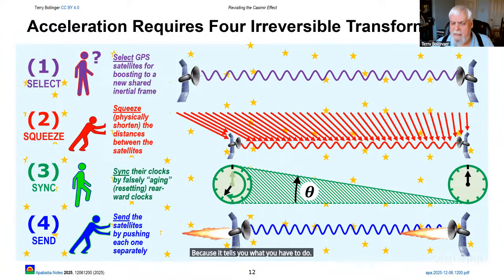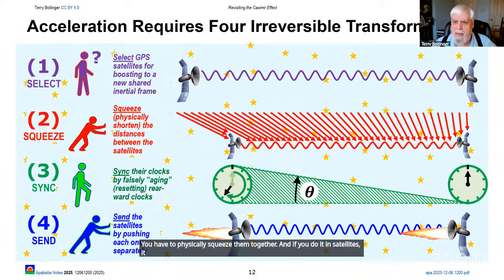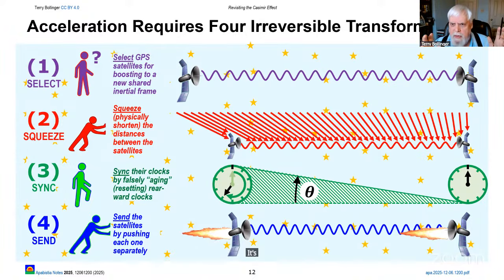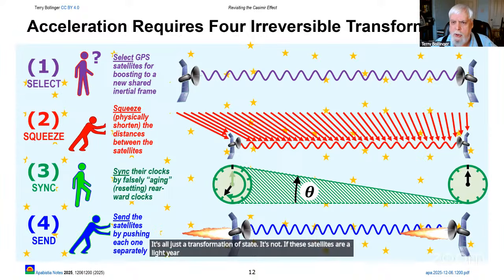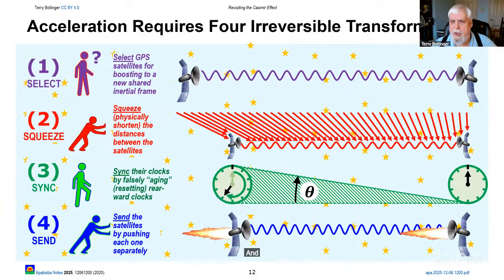You have to select a set of objects, finite. That's an irreversible choice once you make it. You have to physically squeeze them together. And if you do it in satellites, it makes it really apparent. When it's a small object, it's easy to fool yourself into saying that, well, it's all just a transformation of state. It's not. If these satellites are a light year apart, it can take you up to a light year to get them in the proper position. And all of that has to be taken into account before you can actually accelerate the object, which is remarkable.